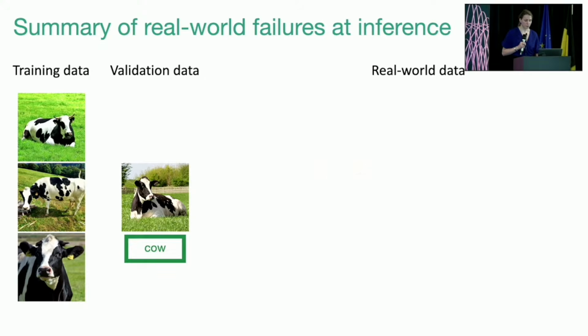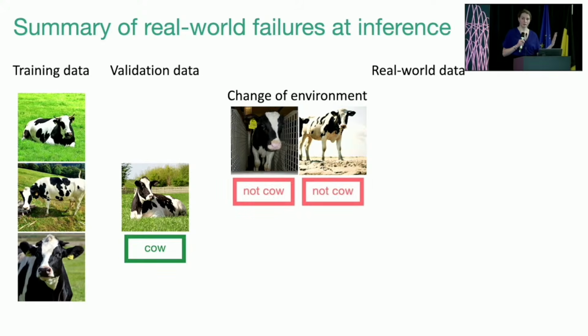What if there was a change in environment? You notice that in the original data, the cow is always placed in a green environment, but in the real world, that's not controlled. So the cow can be on a beach, for instance, and then the system fails.